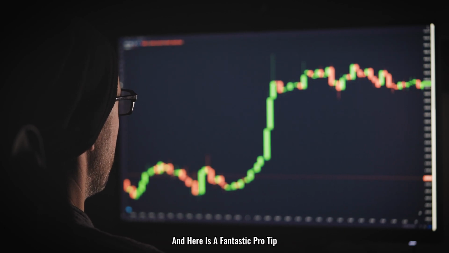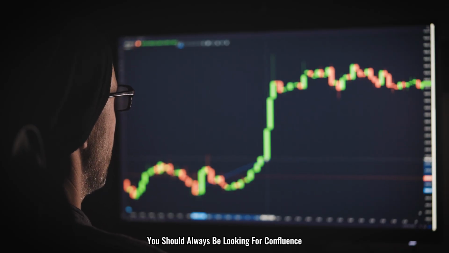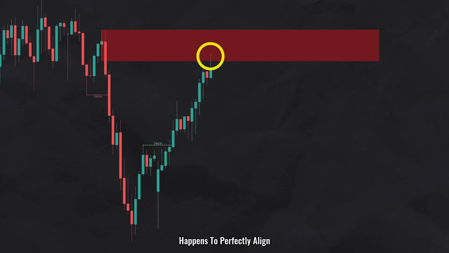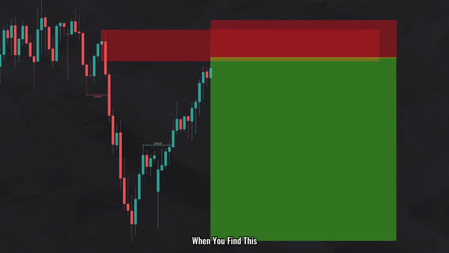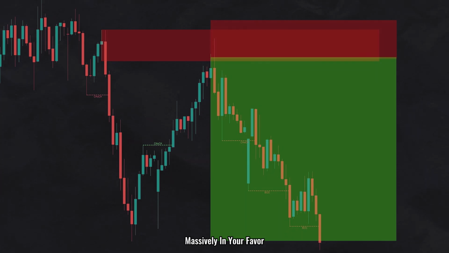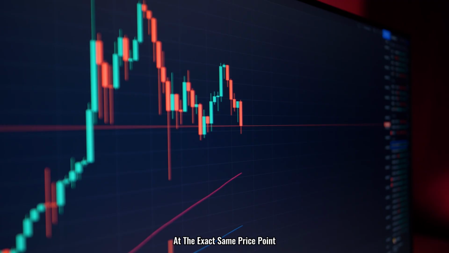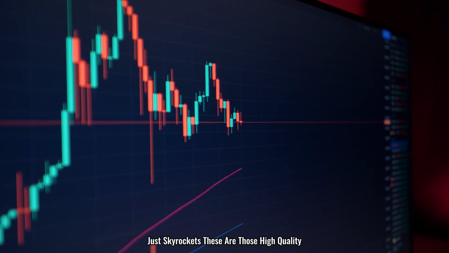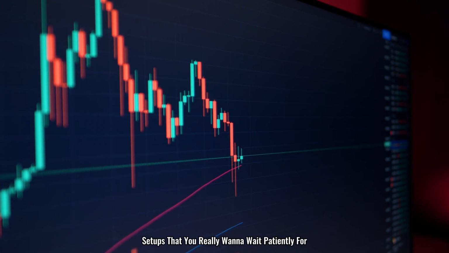And here is a fantastic pro tip pulled straight from the data. You should always be looking for confluence. Confluence is just a fancy word for when your trendline zone happens to perfectly align with a previous horizontal support or resistance level. When you find this, you are essentially stacking the odds massively in your favor. When two powerful technical barriers merge at the exact same price point, man, your probability of a successful bounce just skyrockets. These are those high-quality, high-probability setups that you really want to wait patiently for.